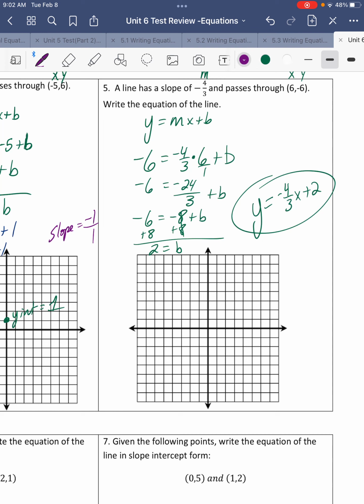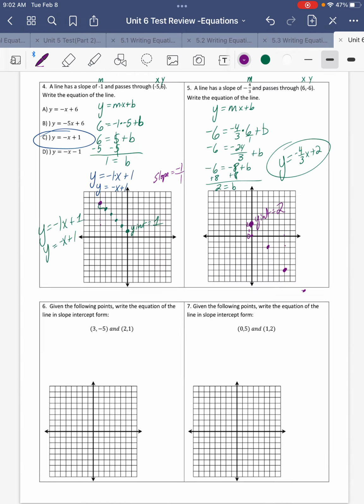If you wanted to do this on the graph, so this is graphically. Plot the point first. So 6 to the right. And 6 down. And then let's use that slope of down 4, right 3. Well, that's over here. We're getting away from the y-axis. We need to get closer to the y-axis. So instead of down 4 and right 3, I'm going to go up 4 and left 3. Up 4, left 3. And there's my y-intercept, counting from 0 here. So y-intercept of 2.